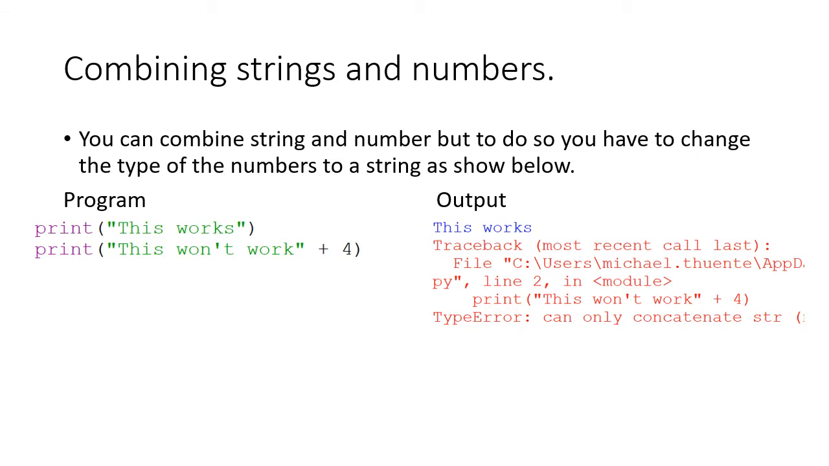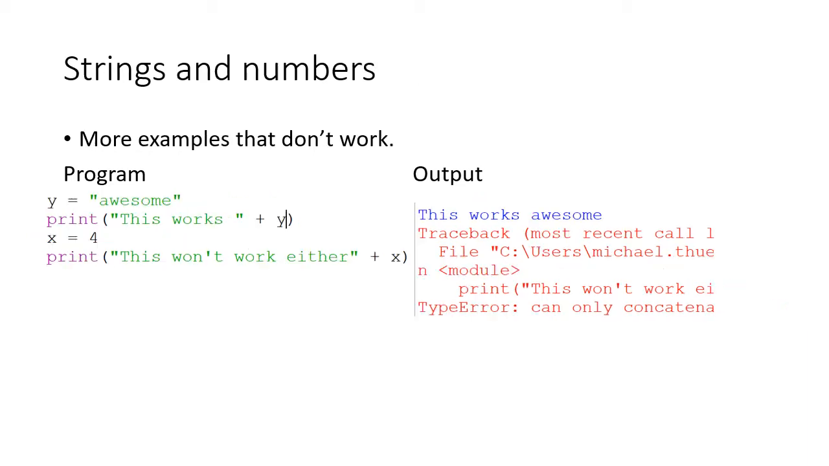Alright, so combining strings and numbers. Printing the example up here works. This won't work though: if you print a string in quotes plus 4 as a number, so that's an int. They won't work because they have to be of the same type. So you can't combine strings with ints or float numbers. To combine them, they have to be all strings. So a string plus the string "4" would work, but a string plus the actual number 4 will not work.